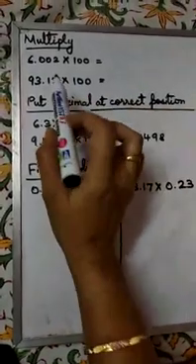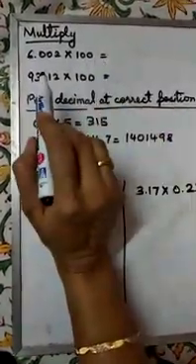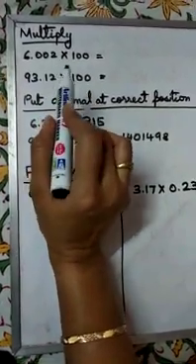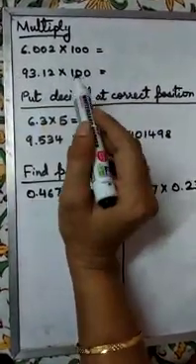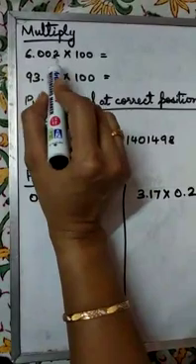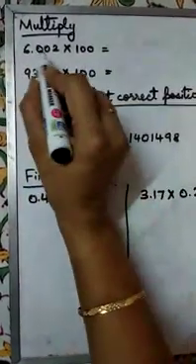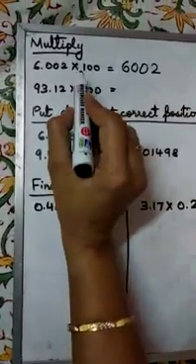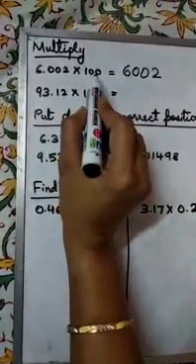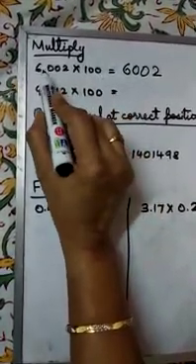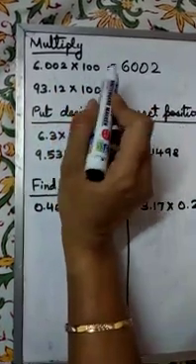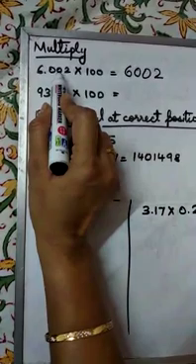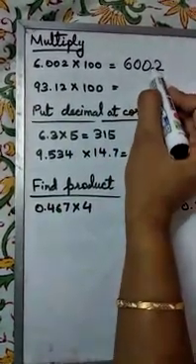The last topic of this chapter is how to multiply. Remember students, when we are multiplying any decimal number by 100, 10 or 1000, what are we going to do? We are going to write the number without the decimal first. So without the decimal it is 6002. Now once it is multiplied by 100 which has 2 zeros, the decimal point will move to the right hand side 2 places. So this is 2. The decimal will shift 1, 2 on the right hand side and the new decimal will appear here.